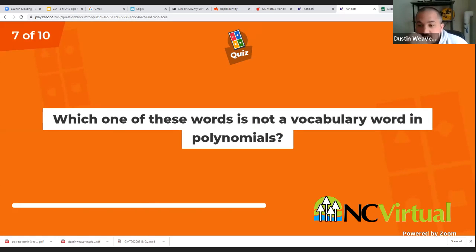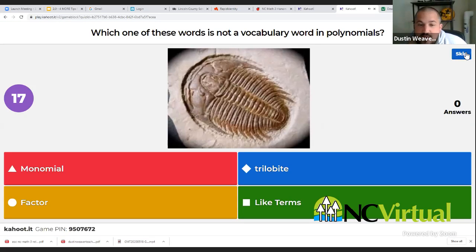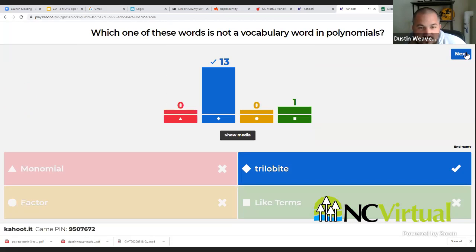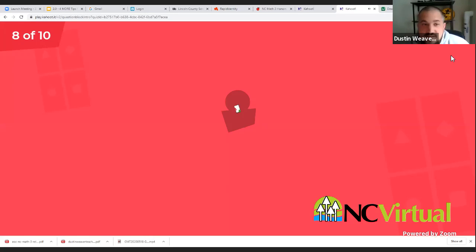Which one of these words is not a vocabulary word in polynomials? Which one is not in polynomials? Trilobite is actually the answer there. I don't know what that is, but that is not in polynomials.